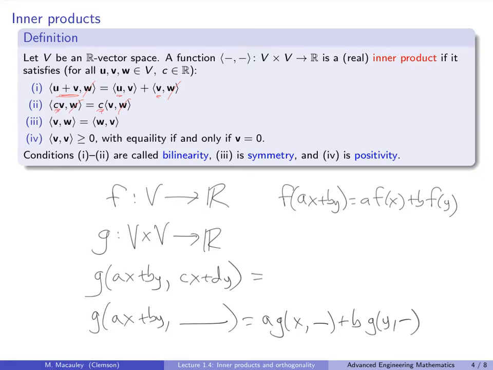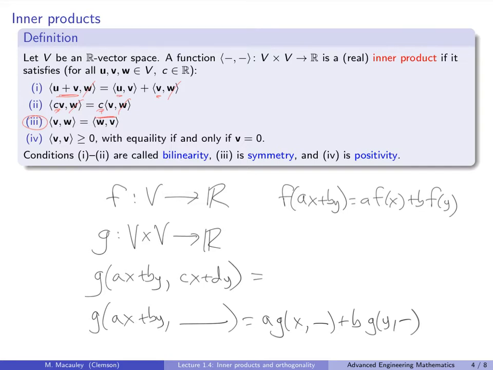One last comment. Here I said V is an R vector space, so this is vector spaces where the field is the real numbers. The definition is slightly different for complex vector spaces. In particular, this third condition of symmetry changes slightly. If you swap the order of V and W, you actually have to put a bar, or a complex conjugate, over this.